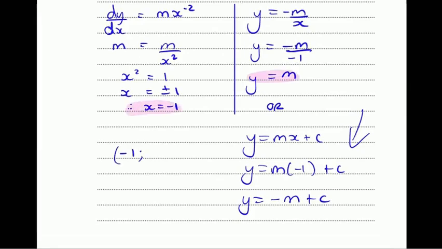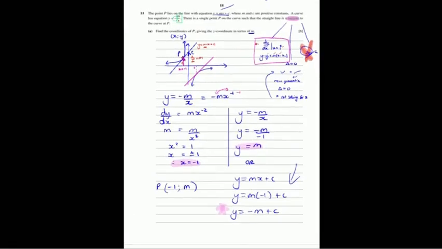So my point B is going to be minus 1 and m. Okay, I'm not going to go directly into this right now, but I do want to encourage you to think about it. We would need to then maybe solve for c as well.